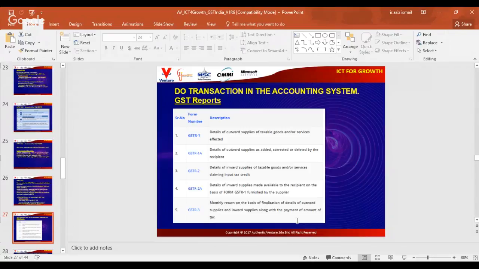And then GST R2A, which is the purchase listing generated by GSTN based on the data furnished by suppliers. And then of course you have GST R3, which is the combination of the purchase listing and supply listing. So you can get GST R3 from the GSTN. You can also compare your own GST R3 with the government GST R3 and see whether there's any discrepancy or not.